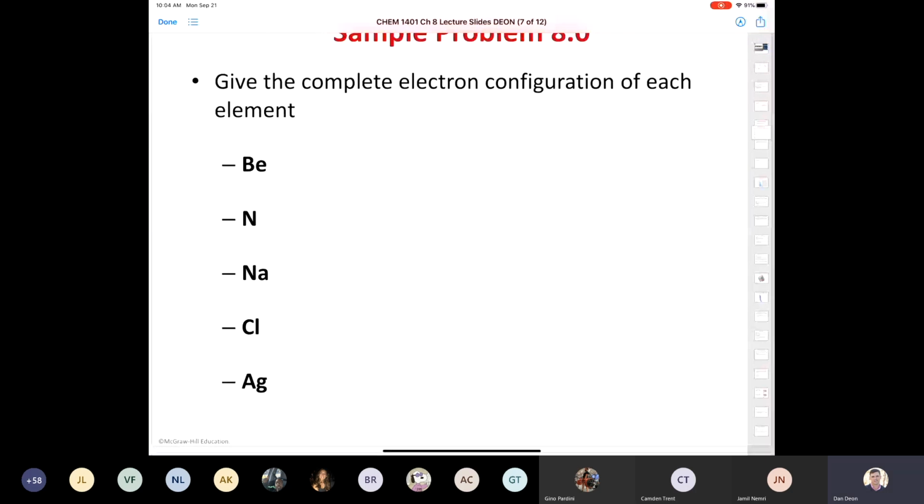All righty, well, let's give it a shot here. So it says, give the complete electron configuration of each element. We're going to start with beryllium. It has a total of 4 electrons.